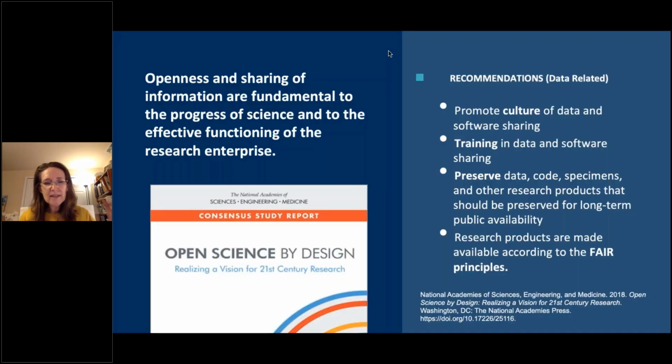And to go on, there are two publications from the National Academies to share with you to help emphasize the importance of sharing data, open data. One, recently in 2018, called Open Science by Design, and I highlighted some of the specific recommendations having to do with data, the importance of culture around sharing, training, the importance of robust preservation, and that we want to follow the FAIR principles. We don't go into detail in these modules about the FAIR principles, but we do talk about their characteristics in a more broad way.